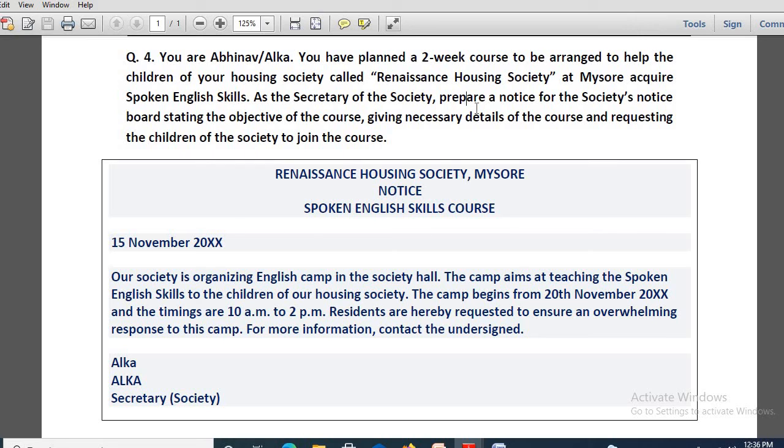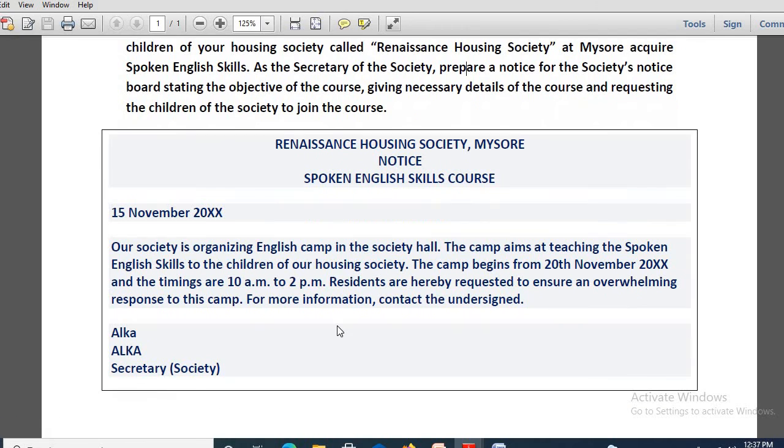Now, being the secretary of the society, you have to prepare a notice for the society's notice board stating the objective of the course, giving necessary details of the course, and obviously requesting the children of the society to join the course. Before that, you will be giving information about the main objective of the course. Then obviously you have to give some details of the course also. Okay, now see how to proceed.